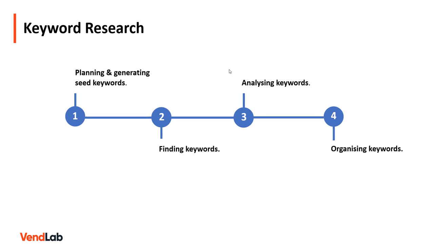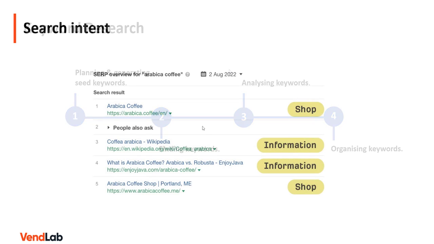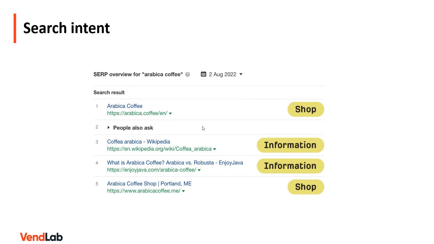So just to recap on keyword research, the stages you need to go through: you need to generate a long list of keywords using seed keywords, use tools such as Google Keyword Planner to find keywords, analyze those keywords and organize them into topics, and then decide what your primary and secondary keywords are for the page. The next step is studying the search intent.